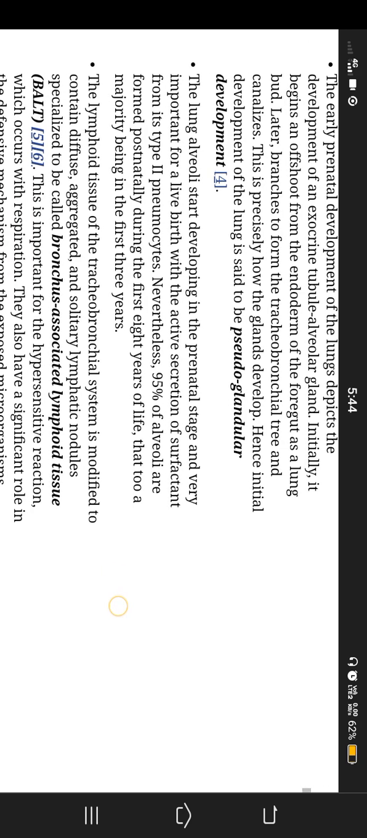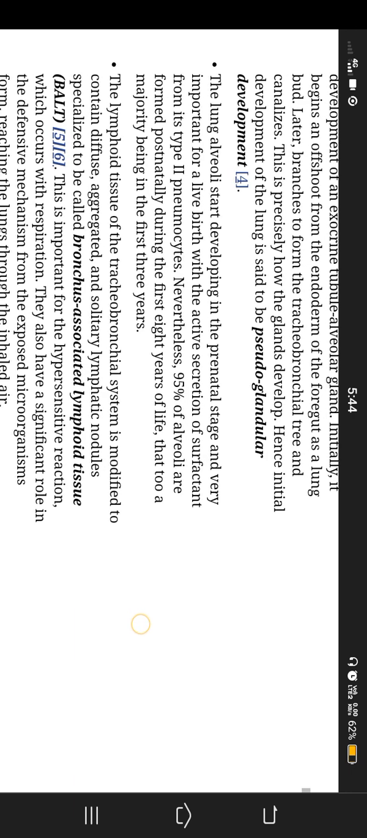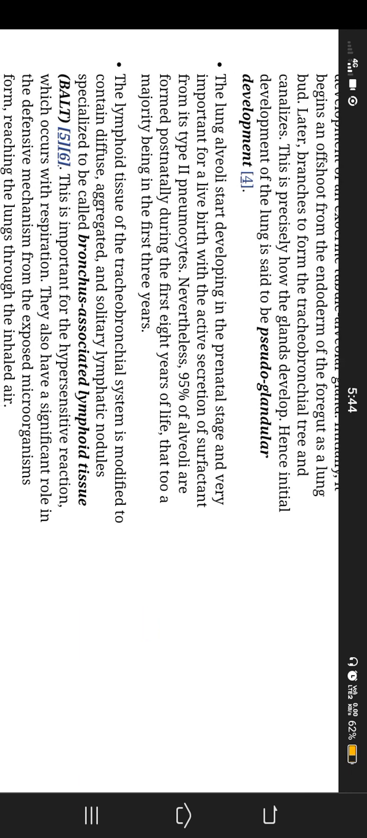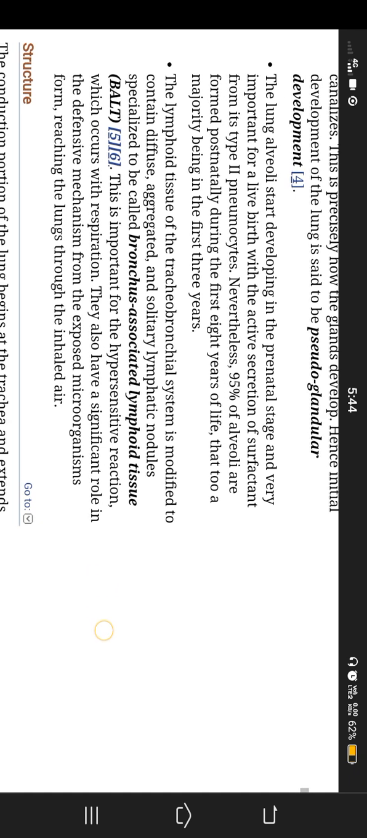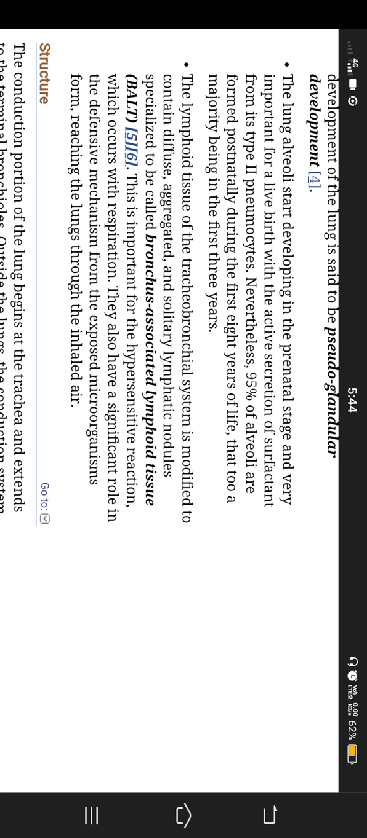The lung alveoli start developing in the prenatal stage, which is very important in a live birth, with the active secretion of surfactant from its type 2 pneumocytes. Nevertheless, 95% of alveoli are formed postnatally during the first 8 years of life, a majority of them in the first 3 years.